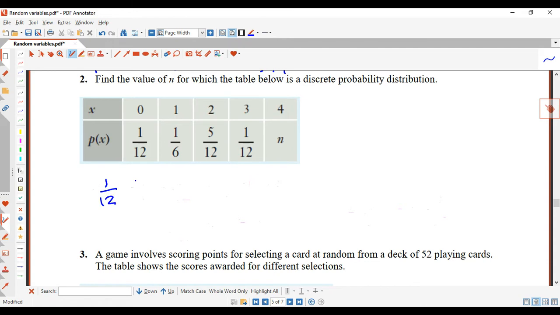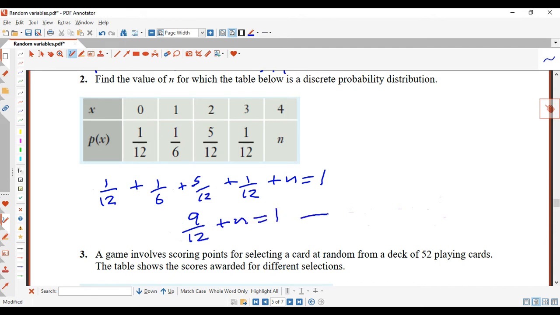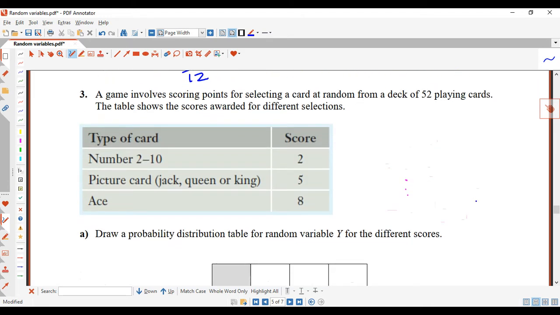So we're just going to find 1/12 plus 1/6 plus 5/12 plus 1/12 plus n equals 1. Okay, so that's going to be 1/12, 2/12, 3/12, 8/12, 9/12. So 9/12 plus n is equal to 1. And then n must be 3/12 or 1/4. Okay, I'll write that down and copy it down. Now let's have a look at the next question.